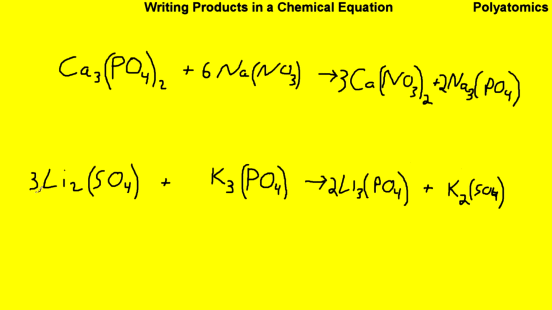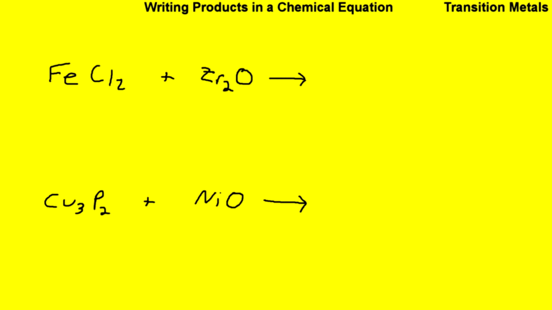So what happens here? That gives us 3 sulfates. Okay, so we need 3 sulfates over here. So we got to put a 3 here. That gives 6 potassiums. So we got to put a 2 here to get 6 potassiums. And that gives us 2 phosphates and our 2 phosphates. Bada bing, bada boom. We're done. Polyatomics. We wrote products. We balanced. Let's try another one.